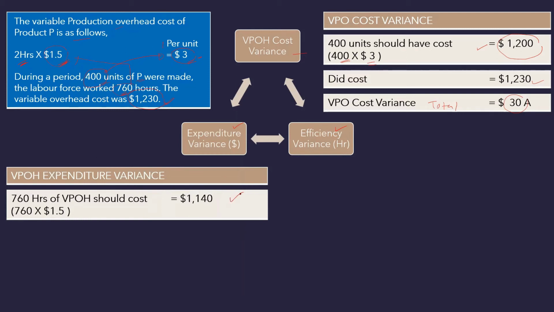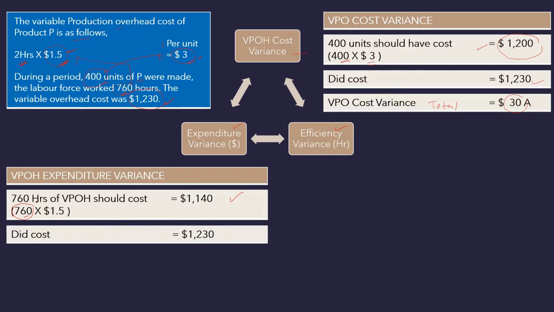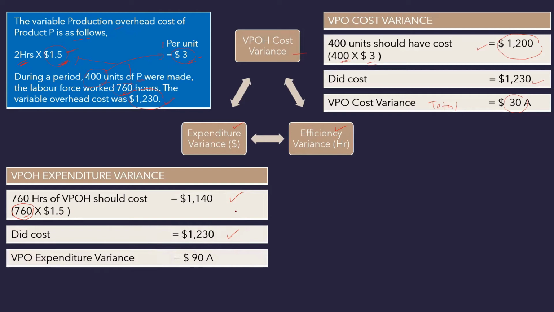1140. So here what we are doing is actual hours taken times the budgeted rate or the standard rate, 1.5. So we should have incurred this much on 760 hours, whereas we incurred a cost of 1230. So therefore, there is an adverse expenditure variance of 90, because we planned to incur 1140 and we incurred 1230, right?